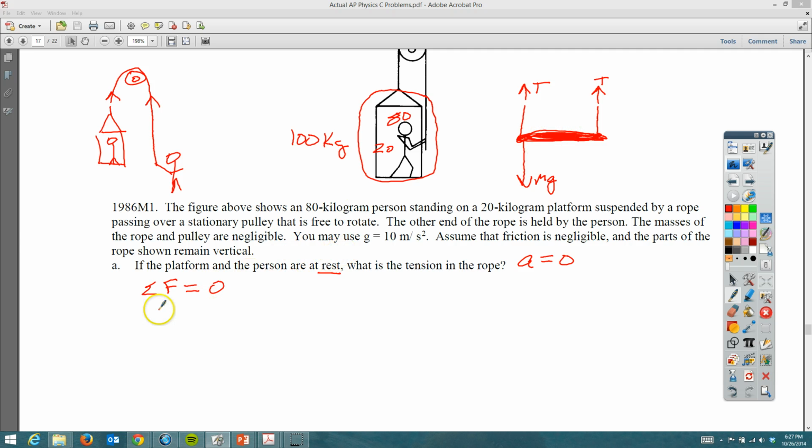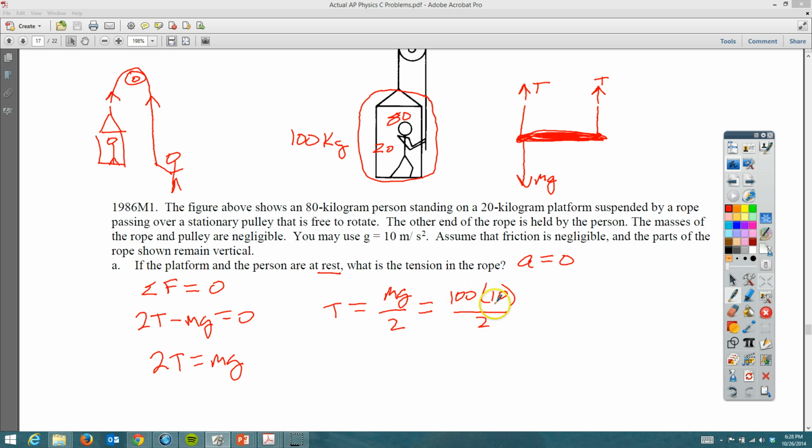All right, so let's go ahead and do the sum of the forces. We see that going up we have 2T, and then on the way down we have mg, and that's equal to 0. So 2T is equal to mg, which means that T is equal to mg over 2. Mass for the whole thing we said was 100 kilograms. Gravity is 10, and then we're going to divide this by 2.